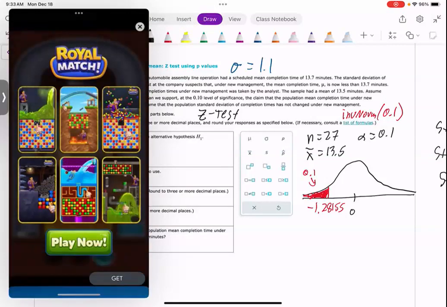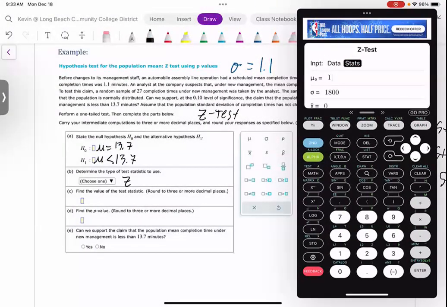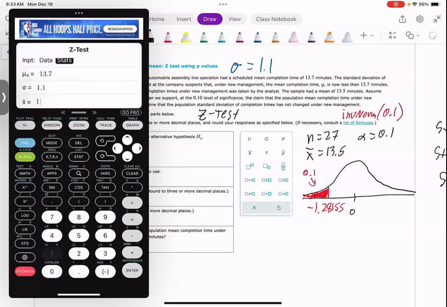All right, done. So we are using statistics. Mu in this case is 13.7. Our standard deviation is 1.1. X bar is over here, that is 13.5. N in this case is 27. This is a less than scenario. And let's see what we get.